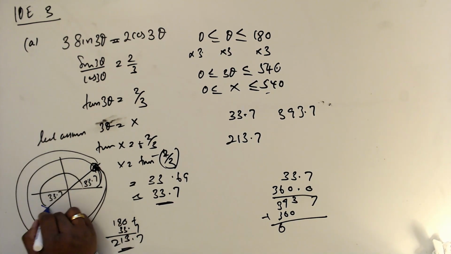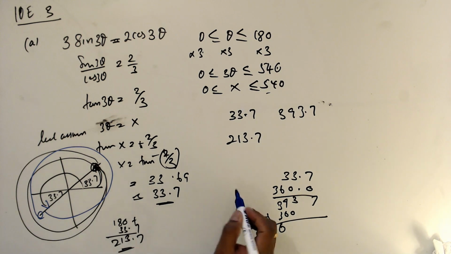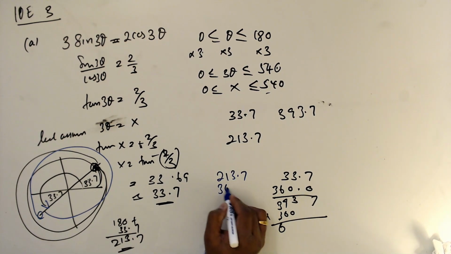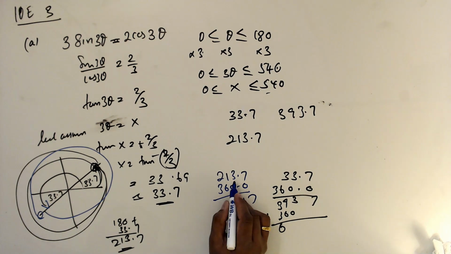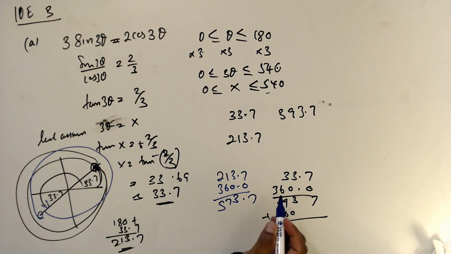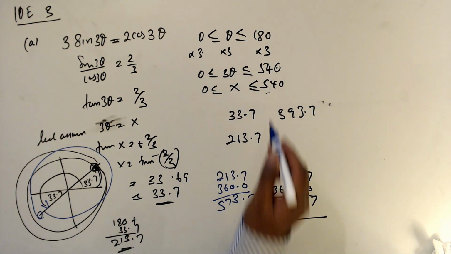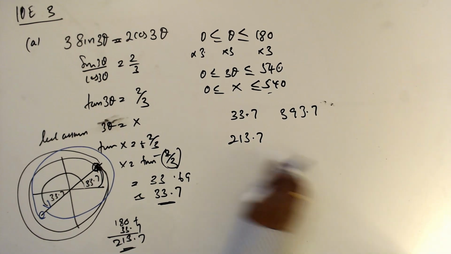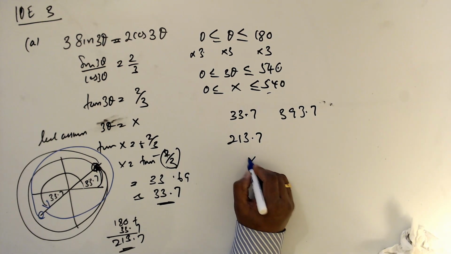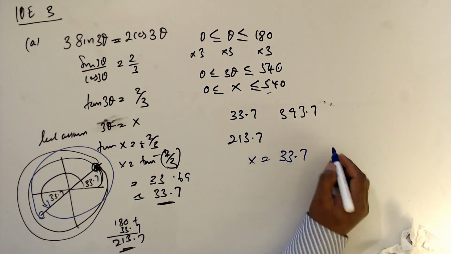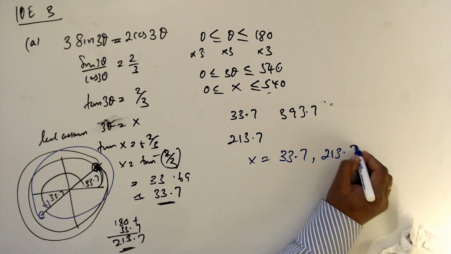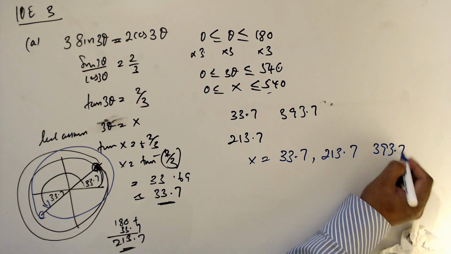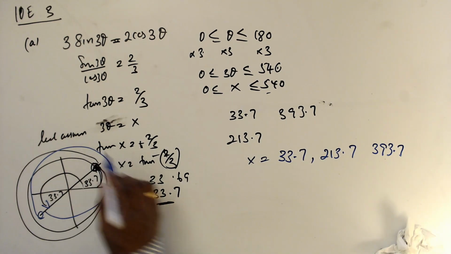From here to here, 213.7. So I will go one more round and come. It means 213.7 plus 360, so 573, which is also out of range because it is more than 540. So we only have three values now. x equals 33.7, then 213.7 and 393.7. Now let's replace x with 3θ.